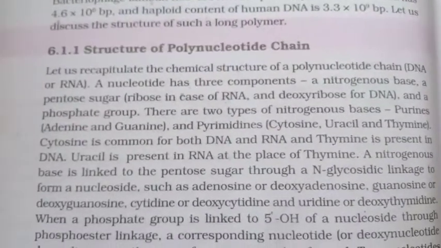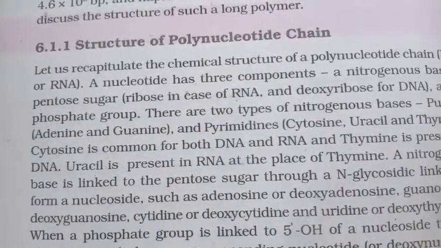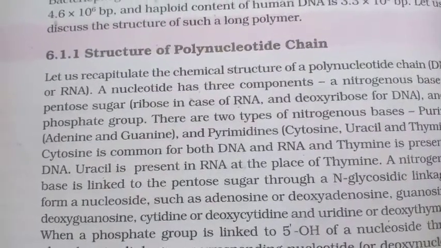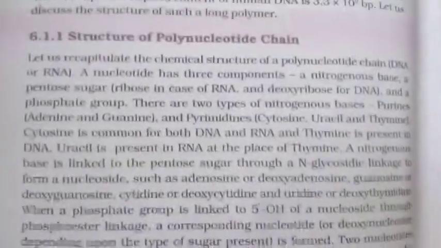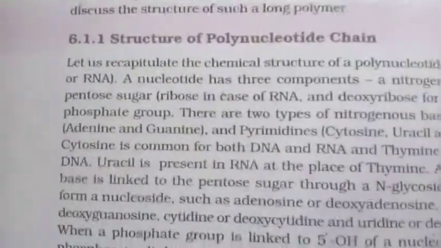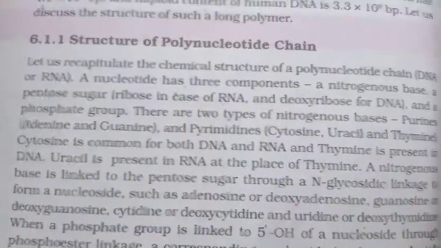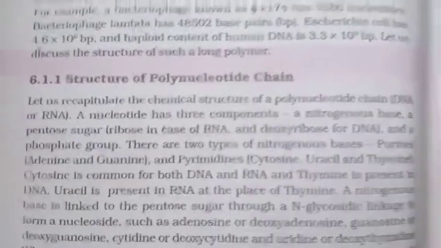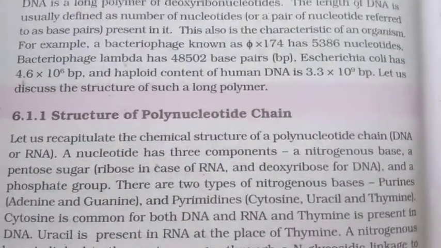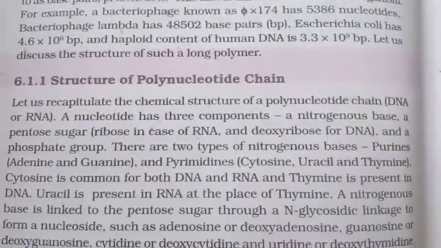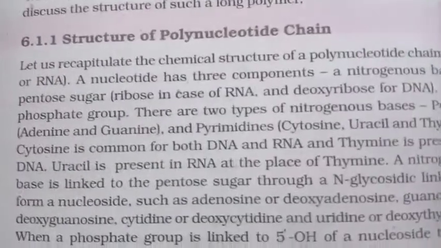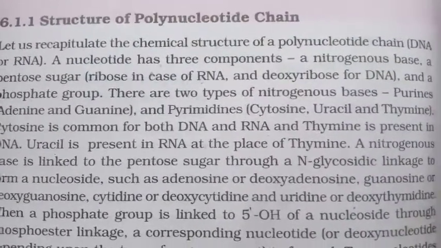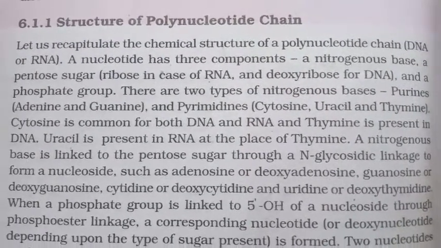The chemical structure of the polynucleotide chain, DNA or RNA. Let us first recapitulate what we have heard about the DNA. A nucleotide has three components. Nucleotide is the monomer of which the polynucleotide or the DNA is made up. A nucleotide has three components: a nitrogenous base, a pentose sugar, ribose in case of RNA and deoxyribose for DNA, and a phosphate group.